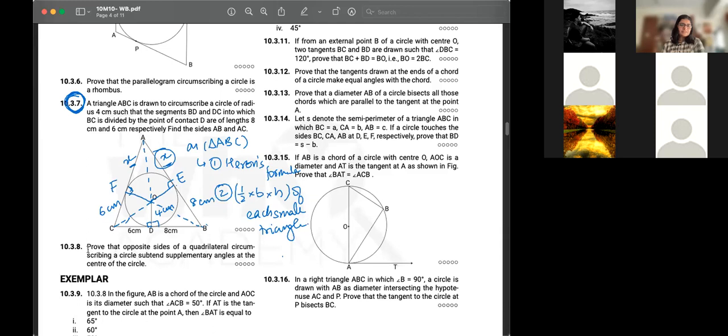Puneet, remember we were discussing that problem 10.3.8, where you're asked to prove that result. Yes, ma'am.